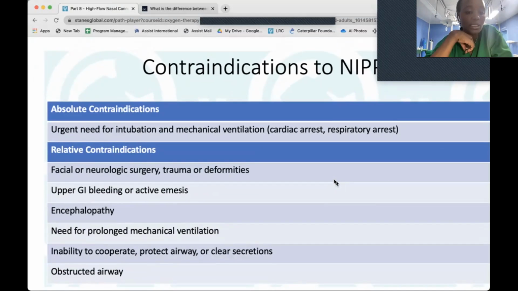Upper GI bleeding, encephalopathy, need for prolonged mechanical ventilation, because it may not be adequate if a patient requires prolonged mechanical ventilation. Inability to cooperate, patients who are not able to protect their airway or clear secretions, patients with obstructed airway, there could be a tumor or a foreign body.